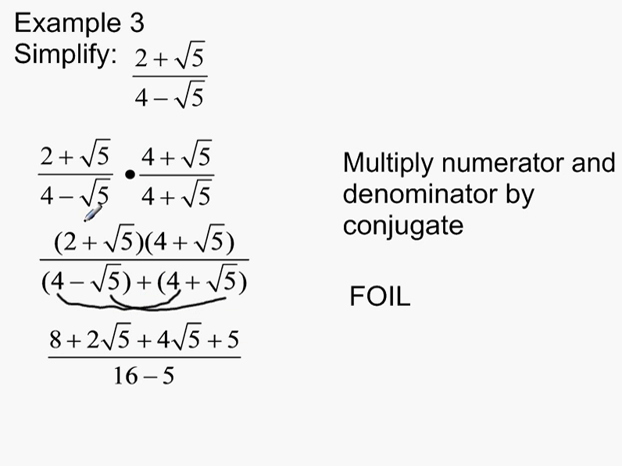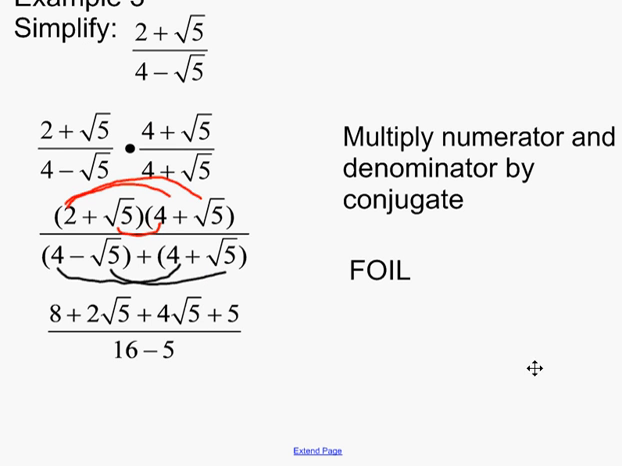On the top, the numerator, the middle terms will not cancel out because you're not multiplying conjugates there. So 2 times 4 is 8. 2 times radical 5 is 2 radical 5. 4 times radical 5 is 4 radical 5. And radical 5 times radical 5 is just 5.